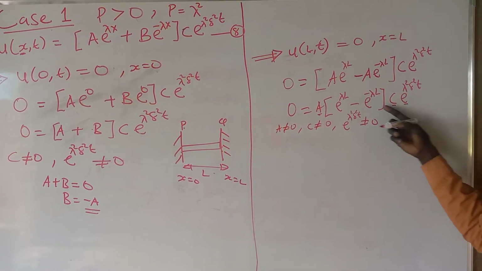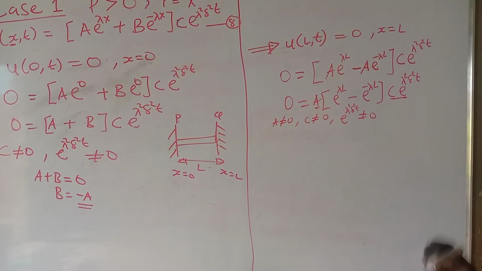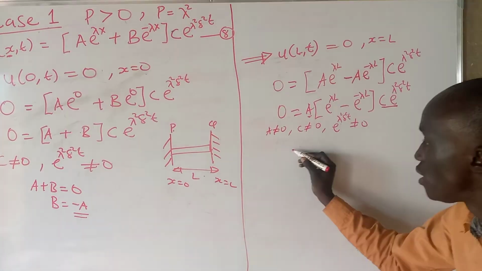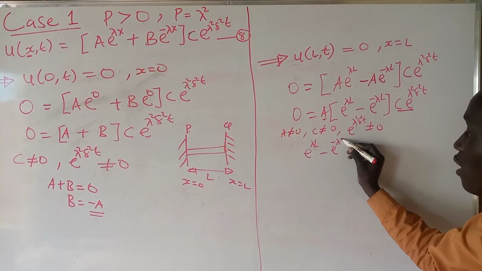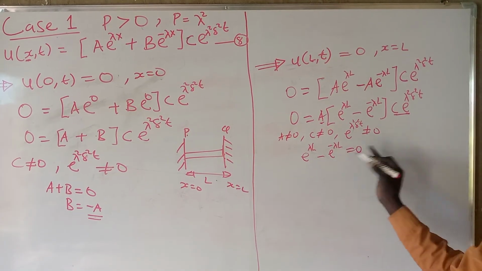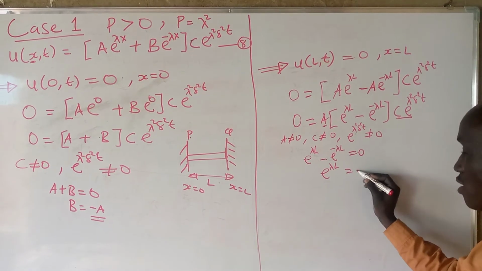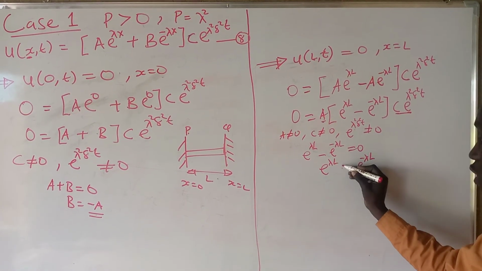When we have this, it will kill our expression. But these are values, they can't be equal to 0. But now the whole thing in the bracket can be equal to 0. That means e^(λL) minus e^(−λL) is equal to 0. You can manipulate this. So this is going to be e to the power λL, same as e to the power negative λL. Very important, please follow very well.